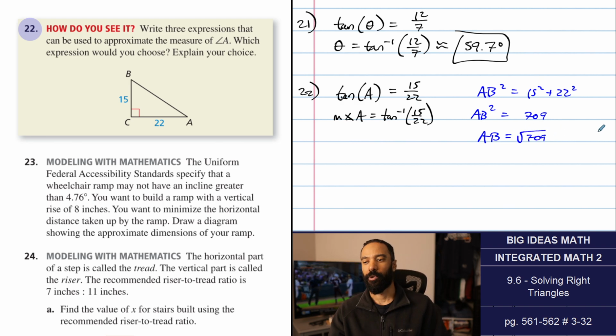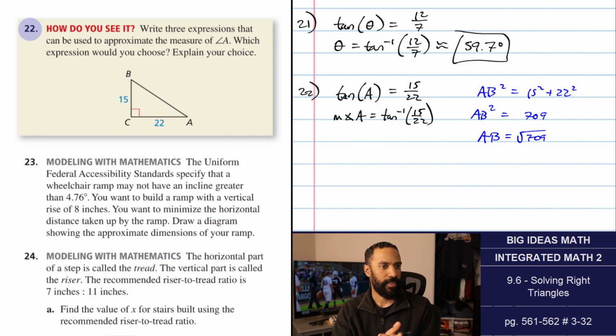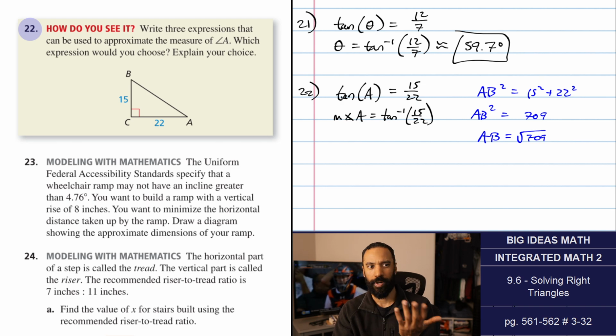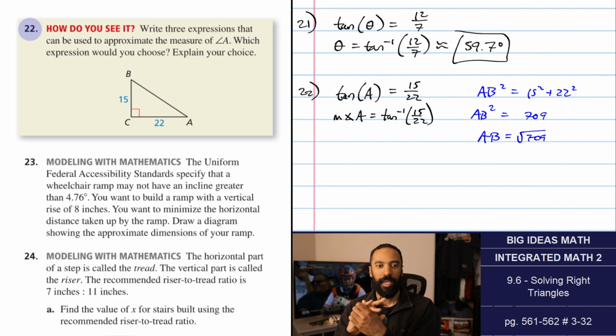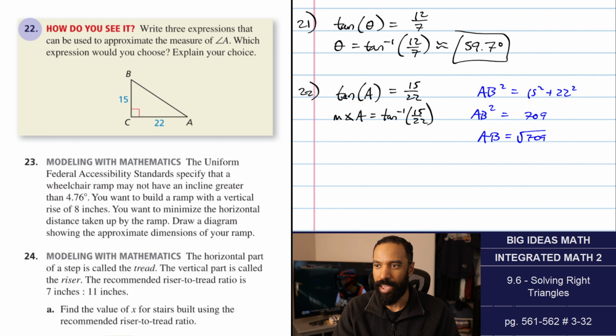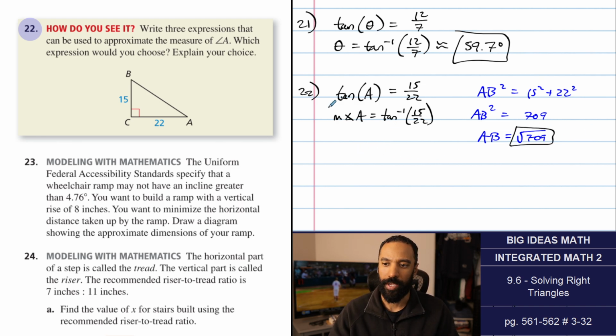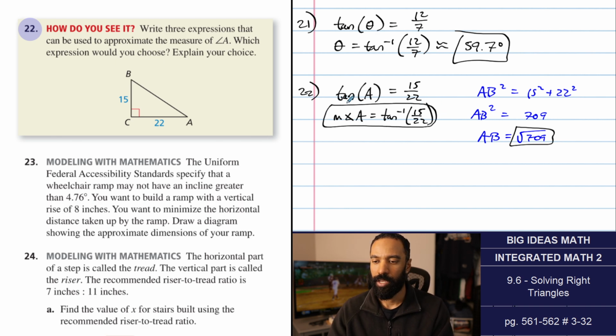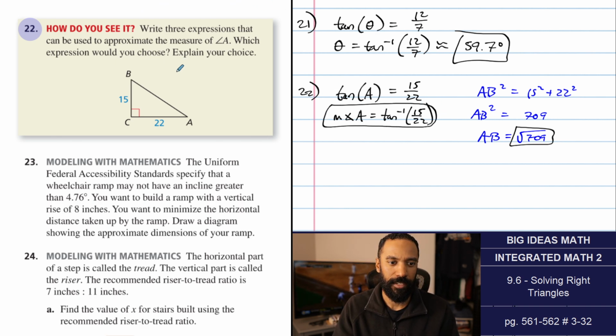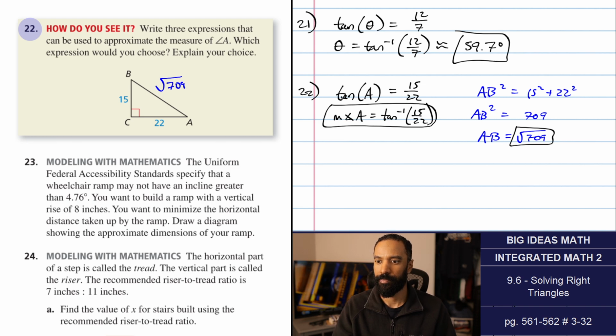Now, there was rounding that we did before. If I rounded this one, I'd get 26.6 something, but I don't want to round here. If I wanted to approximate the measure of A, I should use the exact answer if possible. So root 709 will do. So there's measure of angle A. I could also, now that I know that that is root 709, now I can use sine and cosine. I'll use sine if I use 15 over root 709.